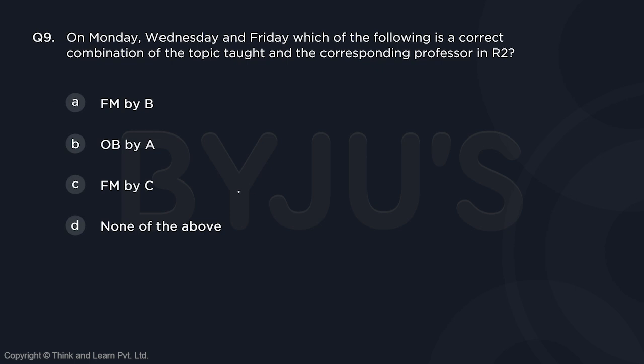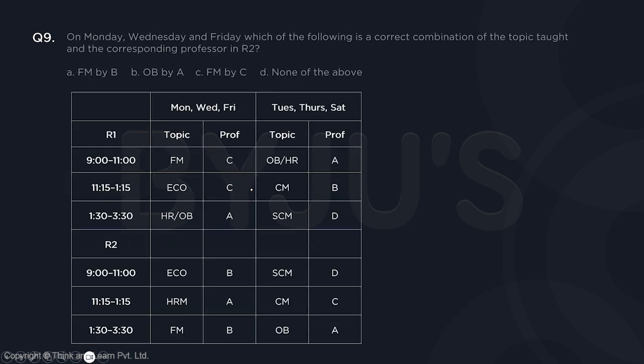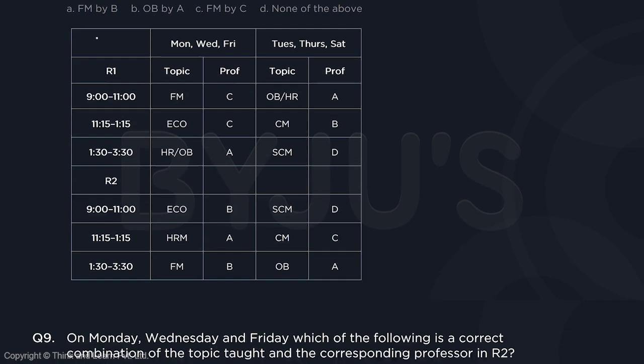Now on Monday, Wednesday, Friday, which of the following is the correct combination of the topics taught and corresponding professor in R2? Let's have a look at this. First of all, he's talking about R2 on Monday, Wednesday, Friday. So which one is correct? Look at these 3. FM by B, yes, that's correct. OB by A, of course, it is not correct for Monday, Wednesday, Friday. FM by C is not correct, so my first option itself is correct, that is FM by B.